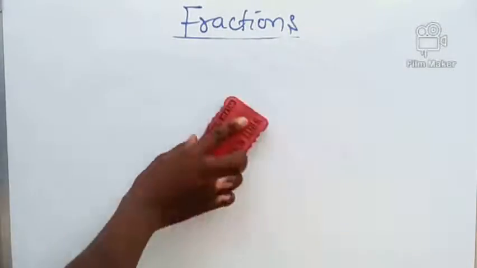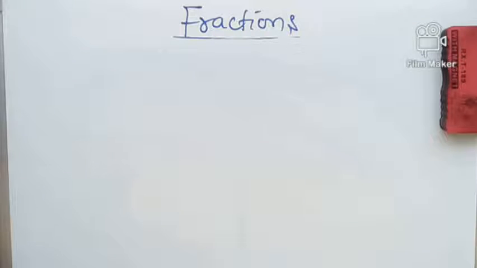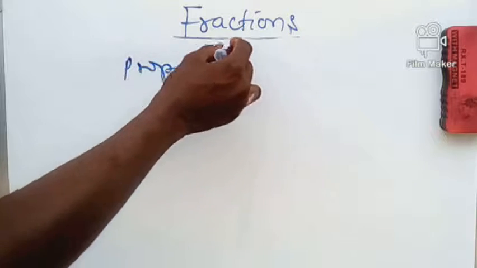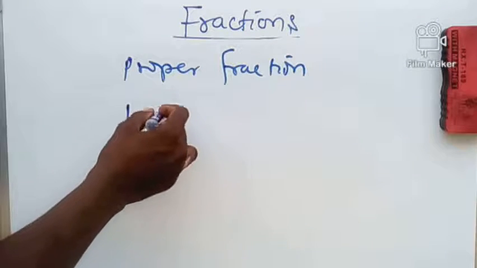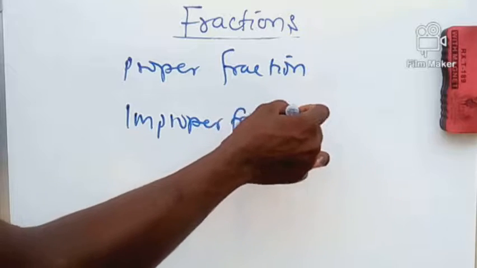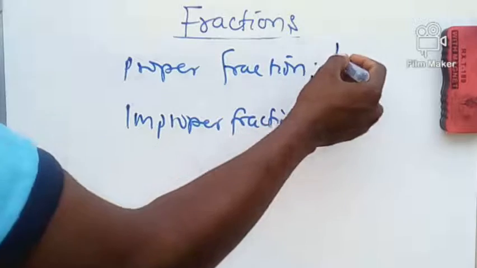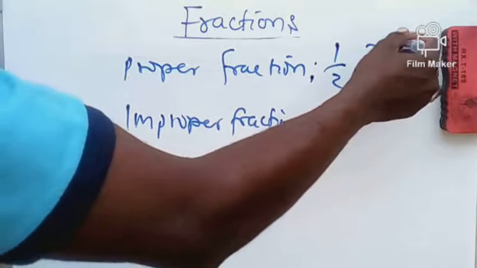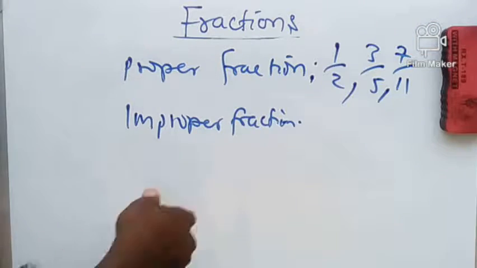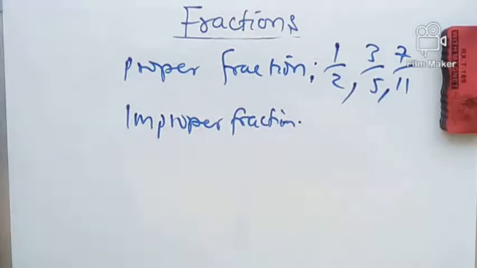Now let's talk about the types of fractions. There are two basic types of fractions, which are proper fraction and improper fraction. Now, what is a proper fraction? A proper fraction is simply a fraction whose numerator is less than the denominator. As a matter of fact, it is a fraction in which the denominator is a greater number than the numerator. Examples of proper fractions are 1 over 2, 3 over 5, 7 over 11. As long as the numerator is less than the denominator, what you are looking at is a proper fraction.